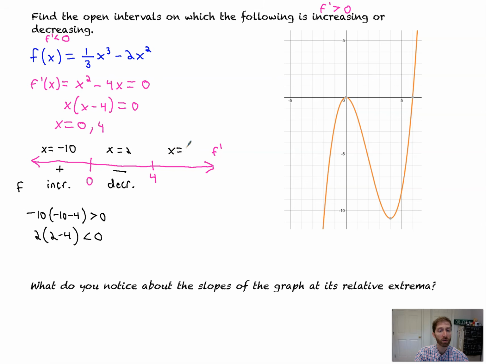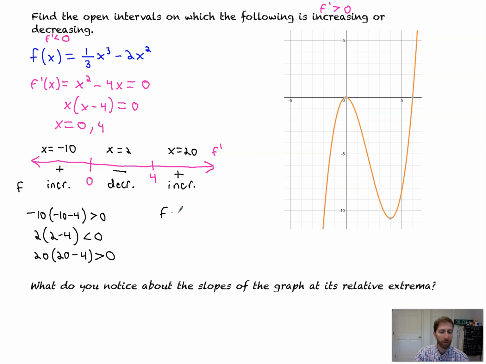I'll go x equals 20. Why not? Random big number. Doesn't matter what number you pick. We plug it in. I get 20 times 20 minus 4. Again, using this, that's positive times a positive, which is positive. So that means that f prime is positive for x greater than 4. And that means f is increasing because the slopes of all the tangent lines are positive. It's that simple. So I look at this, and now I've got my answers.